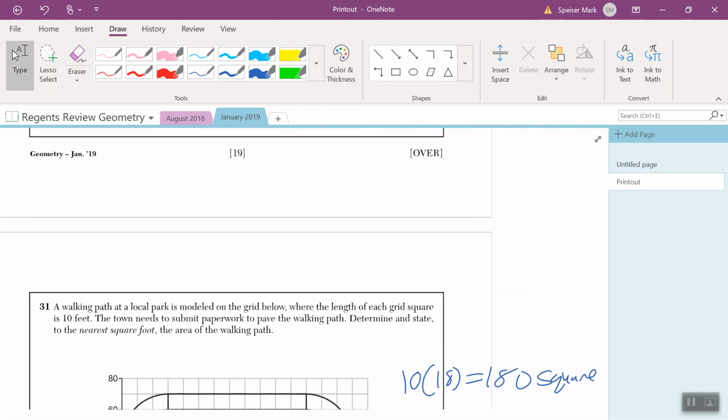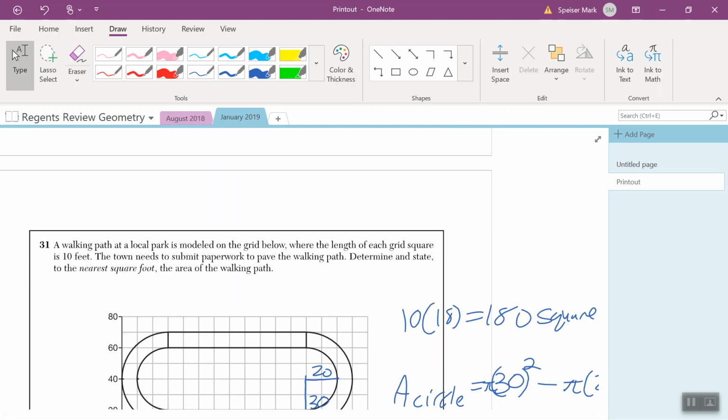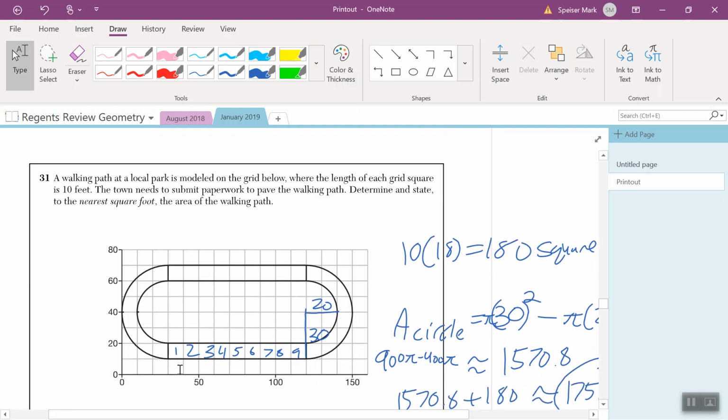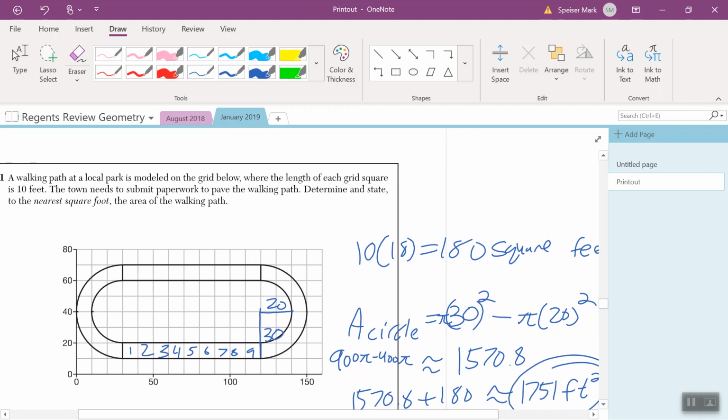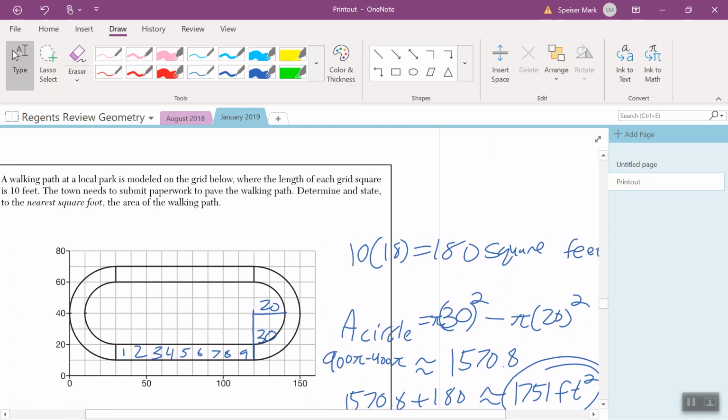On to the final question of this part. A walking path at a local park is modeled on the grid below. The length of each grid square is 10 feet. The town needs to submit paperwork to pave the walking path. Determine and state, to the nearest square foot, the area of the walking path. So you count the rectangular region. You have 9 rectangles below, 9 rectangles above. That's a total of 18 rectangles. Each rectangle is 10 square units, so there are 180 square feet in the rectangular region.